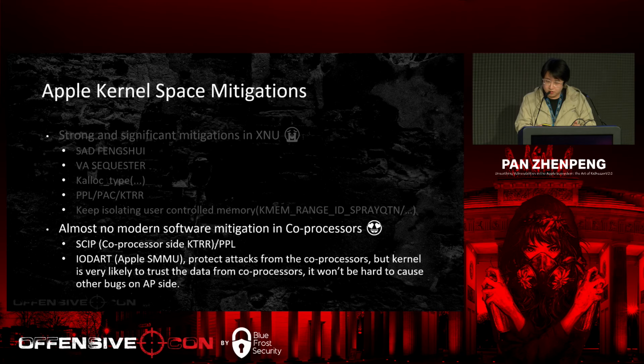And when it comes to the coprocessor part, you will find almost no modern software mitigations in it, like no ASLR, no heap mitigations, although it has some hardware mitigations like ACIP, a coprocessor-side KDR and PPL. And to prevent attacks from the coprocessor to the AP side, Apple introduced a thing called IO Dart, which is Apple's SMMU. But usually if you can gain code execution on the coprocessor side, it won't be hard to trigger other bugs on the AP side.